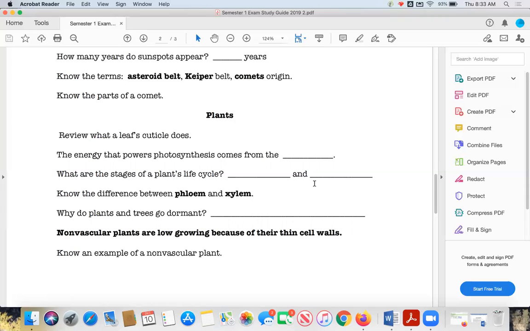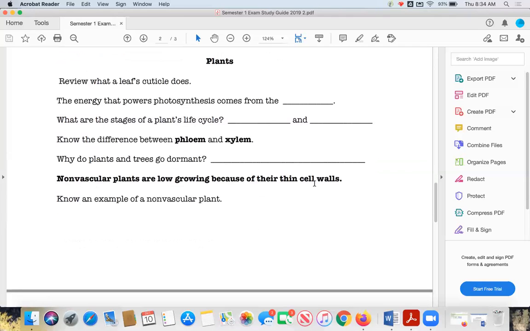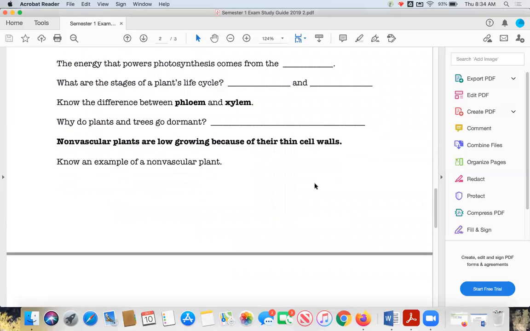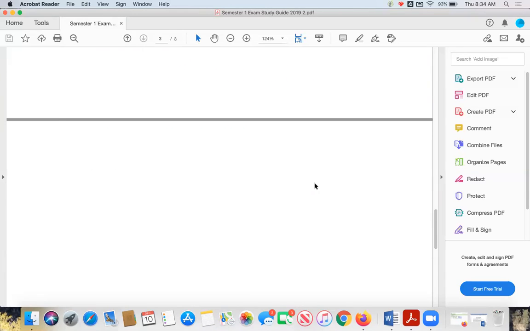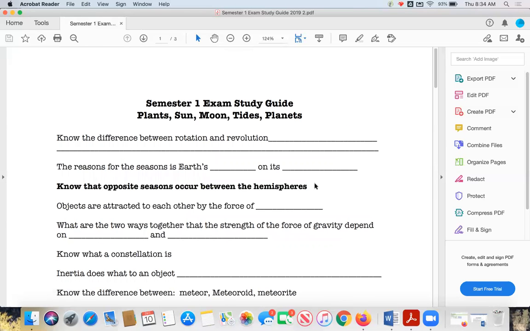What do plants and trees do? Why do they go dormant? And it's not because it gets cold necessarily. That's just a clue there. Non-vascular plants are low growing because of their thin cell walls. So that's a given for you. Know an example of a non-vascular plant. We talked about several of those, moss being probably the most common. And that's it. So you can begin to fill this out and put notes on this.